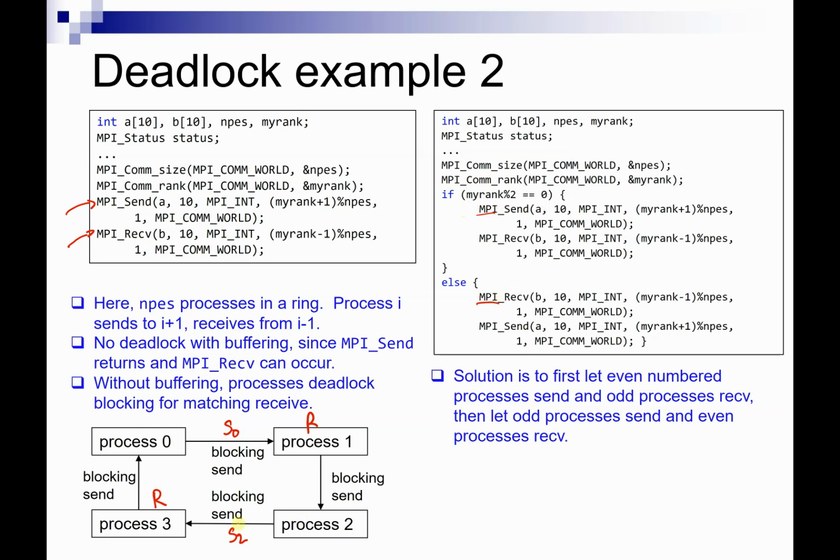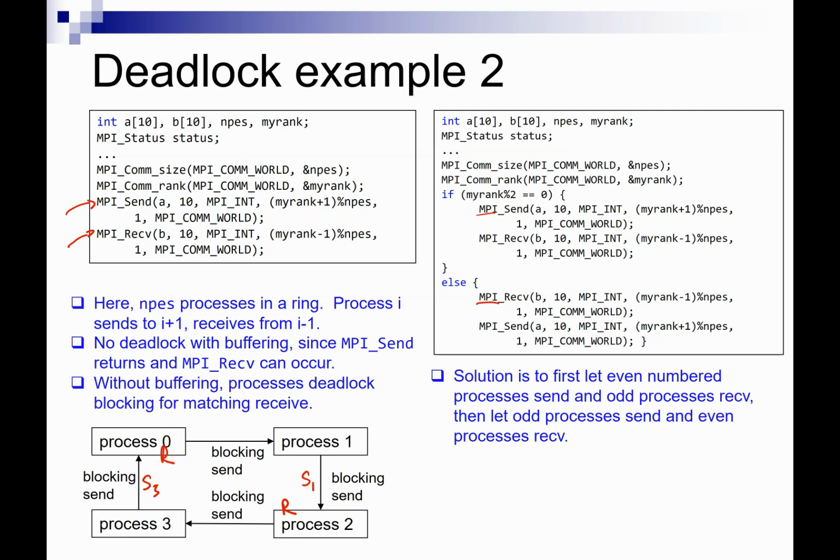Likewise, P2 is going to send first, and P3 is going to receive first. So P2 and P3 can also finish their first steps. And then after they finish their first steps, we can have P1 send, and then P0 is going to receive, P2 is going to receive. So P1 is going to send, so then we're going to have S1 over here, and then P2 is going to receive. And then P3 is going to send, and then P0 is going to receive.